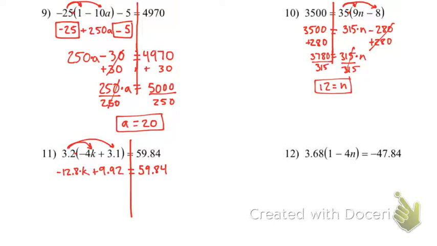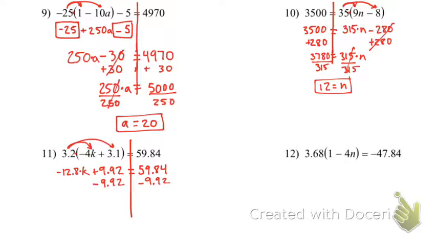Okay. Step 3 says, do I have variables on both sides? The answer is no. So now I want to go ahead and isolate the k. Step 4. So that means the 9.92 has to go away and the negative 12.8 has to go away. Which one do I do first? You do the one that's adding or subtracting first. So we're going to do the 9.92. The opposite of addition is subtraction. And what you do to one side, do to the other.